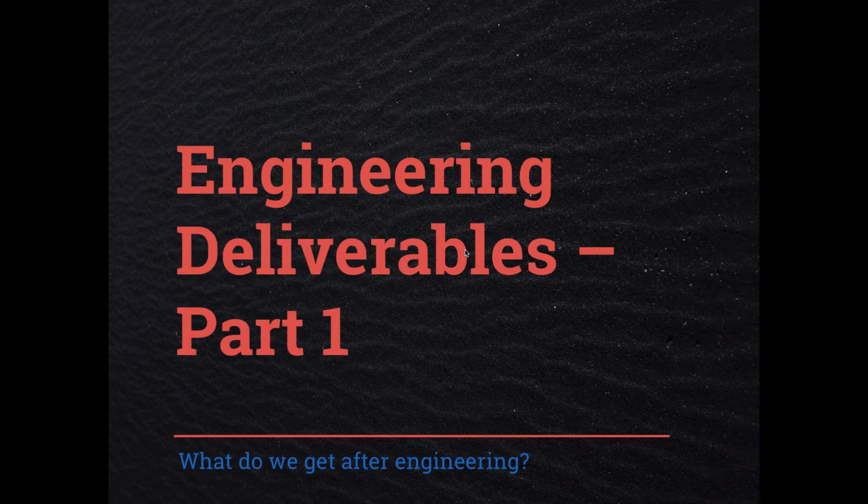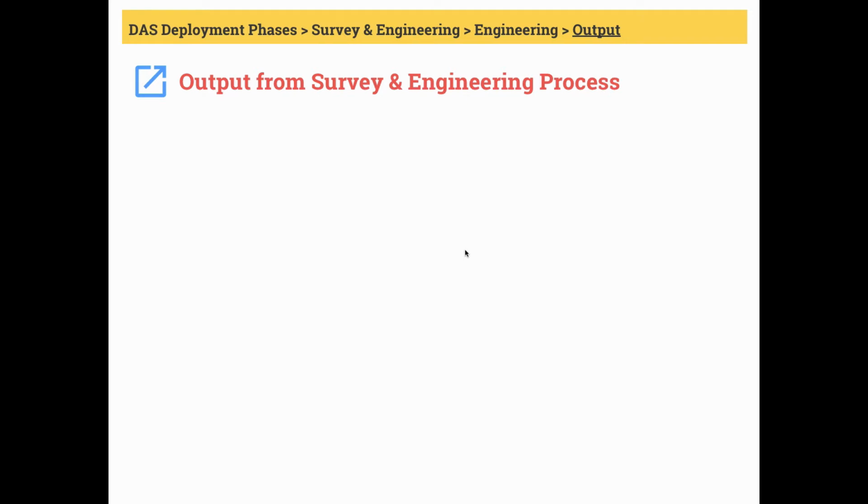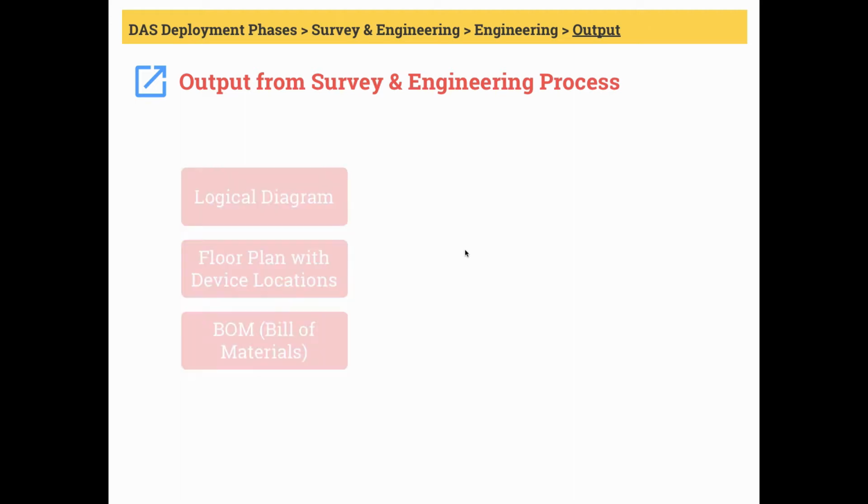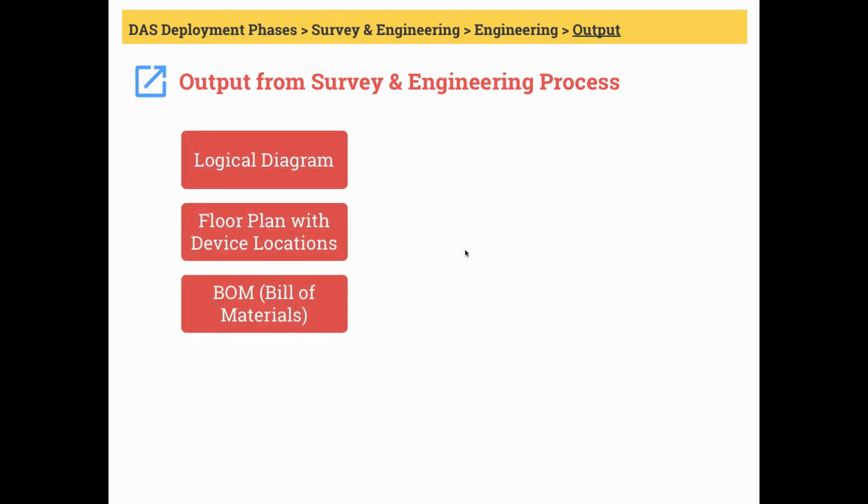So the short answer is construction ready documents. So let's dive in. There are three documents from the survey and engineering process that are important. These documents are the logical diagram, the floor plan with device locations, and the list of materials, or bill of materials. They're important because you can actually build the DAS from these three documents. They are the construction ready documents.